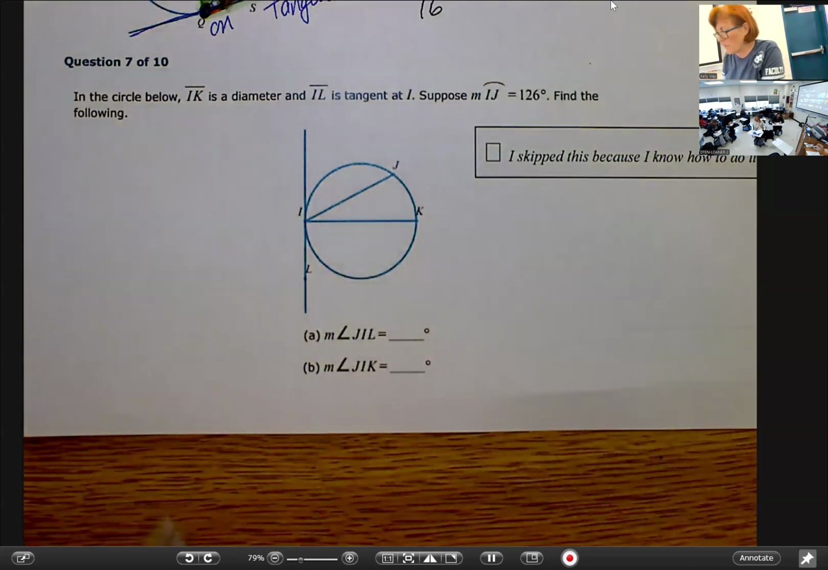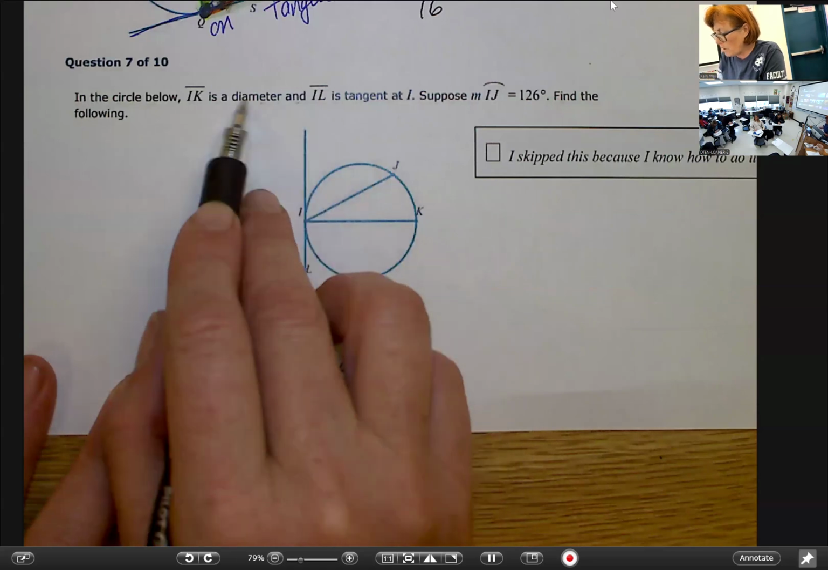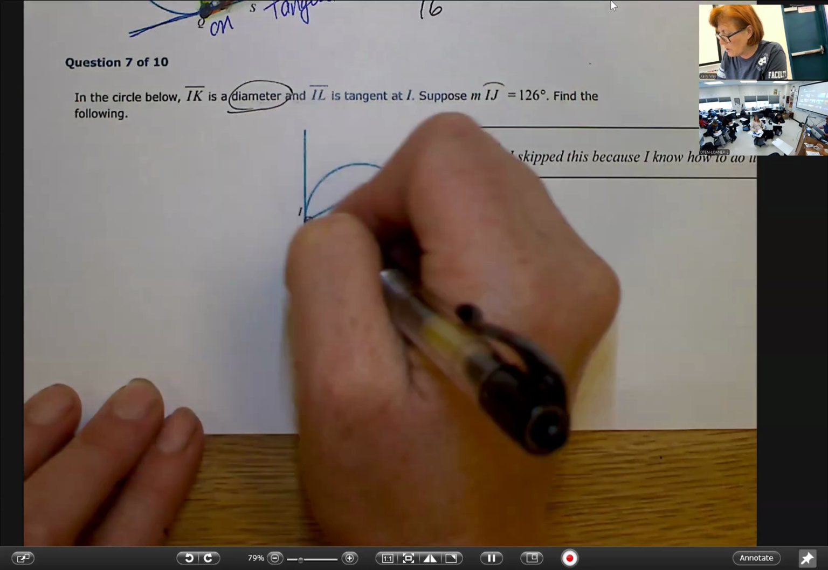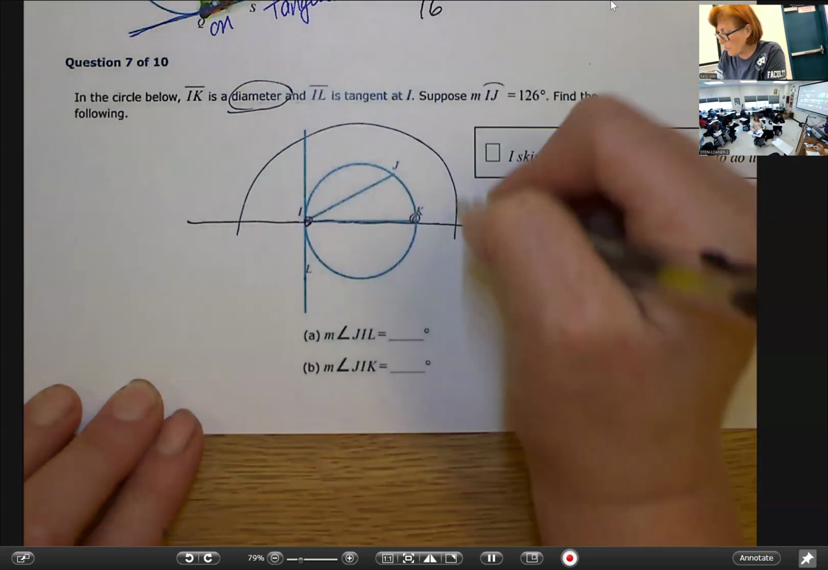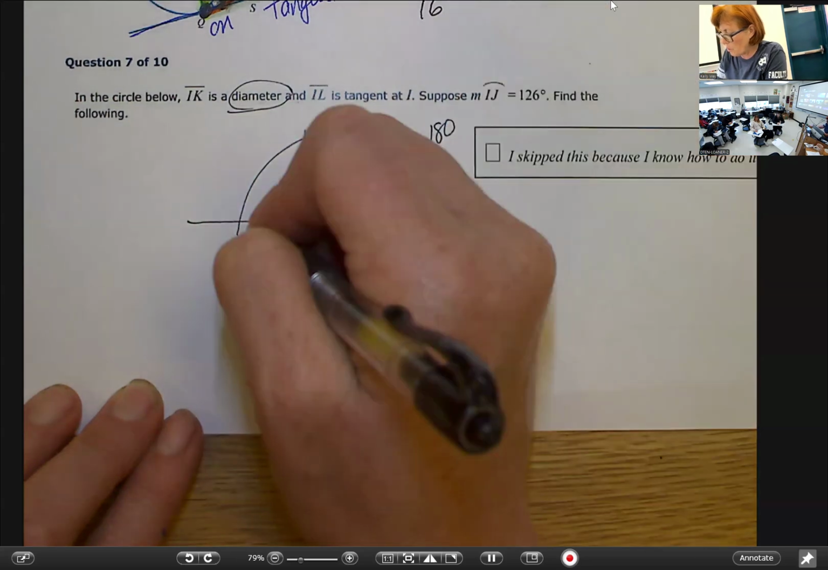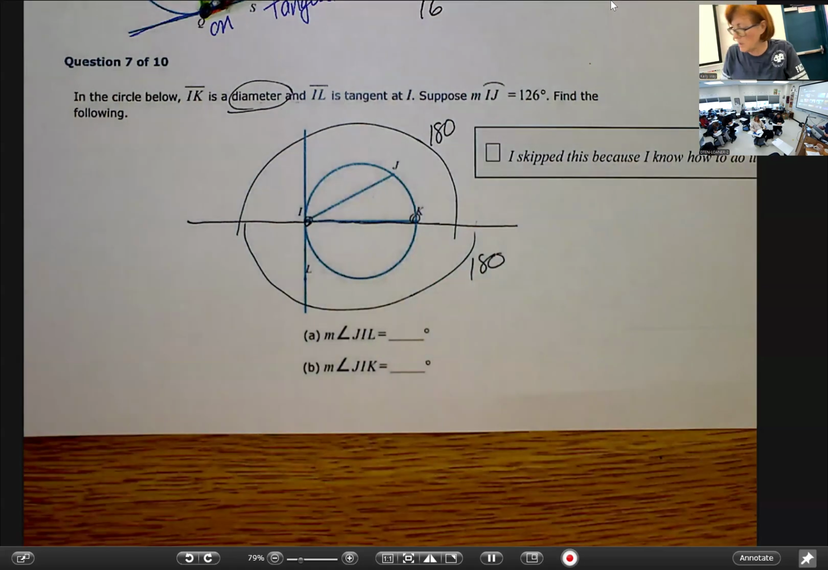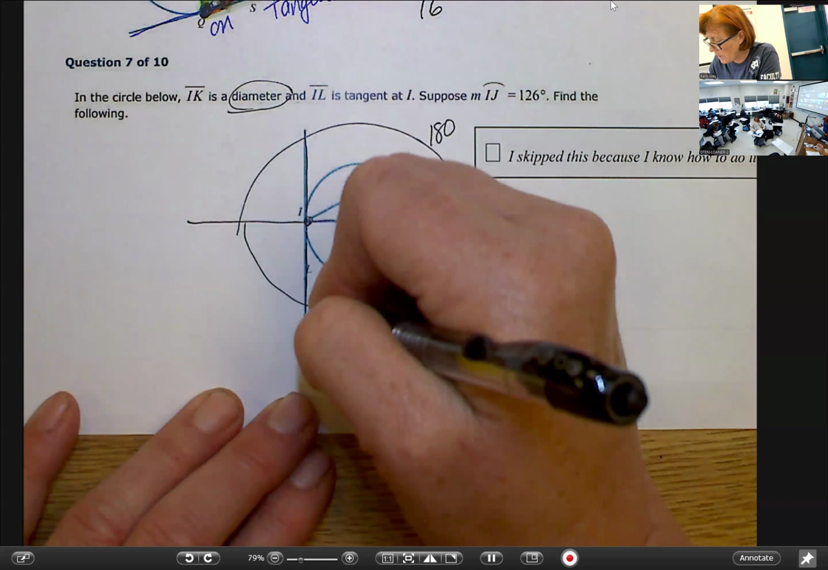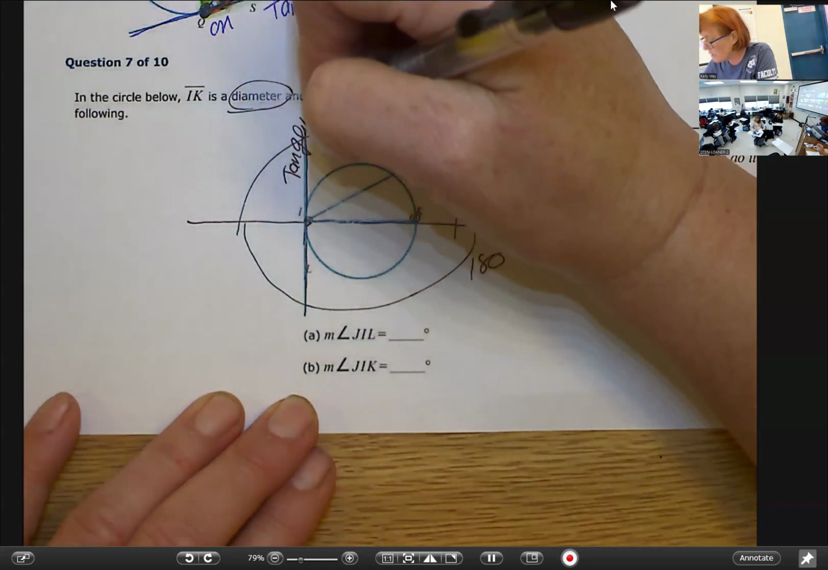Okay, let's see what we have here. IK is a diameter. We'll stop right there. IK, trace, stretch, sweep. Always go both ways. And IL is a tangent. Let's just trace that and write the word tangent.